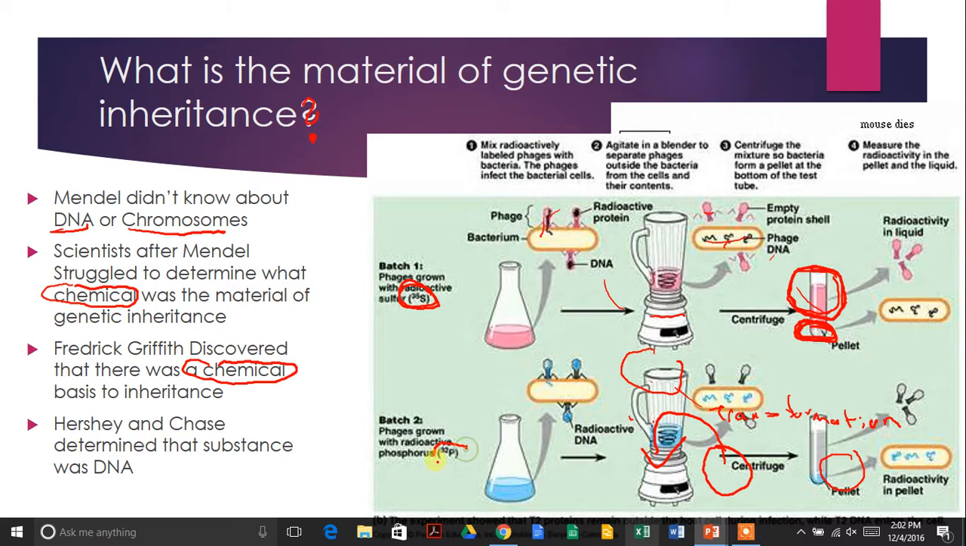They did a second batch with radioactive phosphorus. Now, phosphorus was incorporated in the phosphorus backbone of the DNA, so when they followed the same procedure, the radioactive DNA became incorporated into the bacteria cell. So they saw the bacteria cell was radioactive and the virus solution, the protein solution, was not. And that's how they determined, yep, it's the DNA that is the material of inheritance.